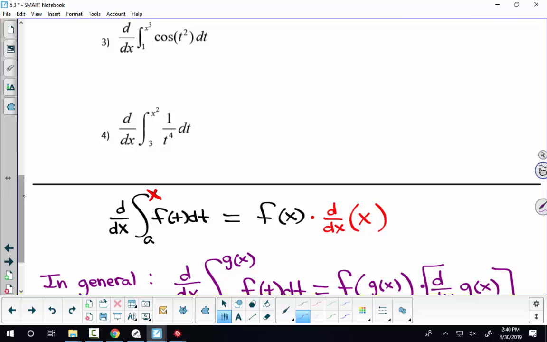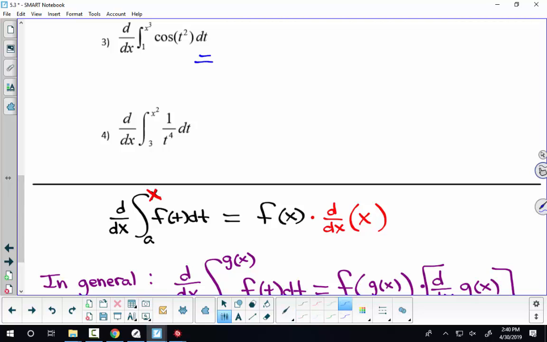Wait, 3 cosine x squared? Not quite. What we have to do is take the x cubed, which is this g of x right here. We still plug it into the function, it's still f evaluated at that x cubed. But then we have to multiply also by the derivative of the g of x part. So that would be cosine of x to the 6 times 3x squared.